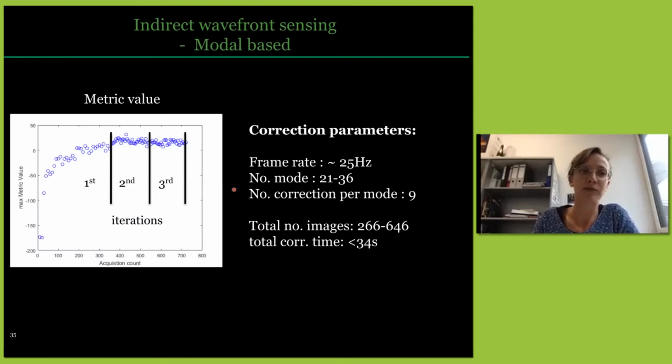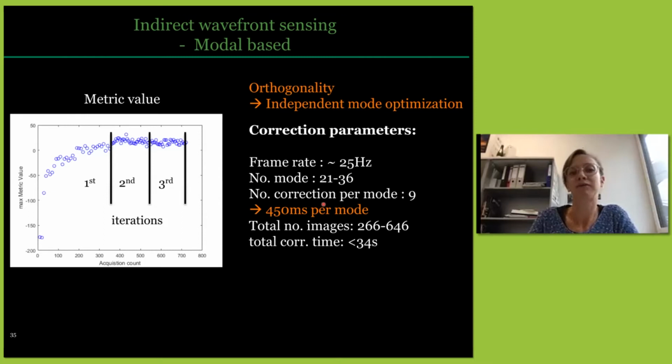And to give you a feeling of the acquisition or correction parameters, generally we use between 20 to 40 modes. And we treat the modes as orthogonal so that they can be optimized independently, which means that 5 to 9 amplitude measurements need to be performed per mode so that the optimum per each mode can be defined. And this can be acquired within 500 millisecond acquisition time compared to the overall correction time, which is over 30 seconds.